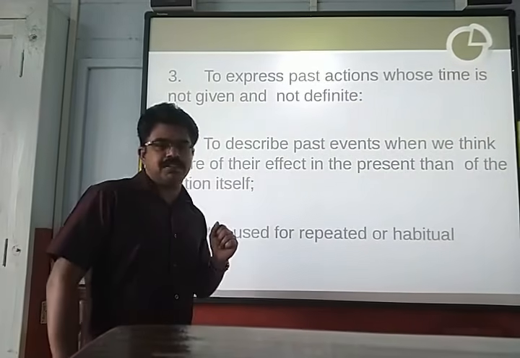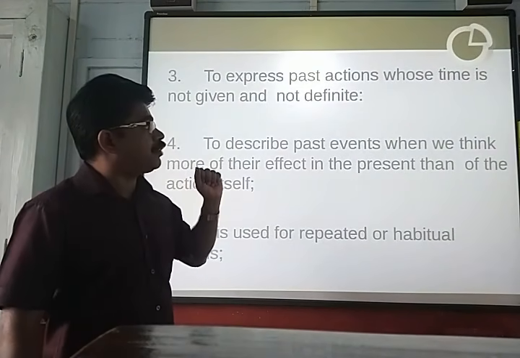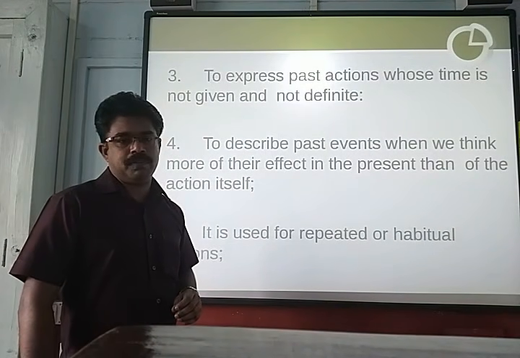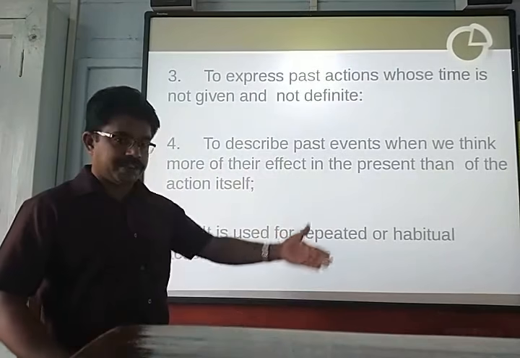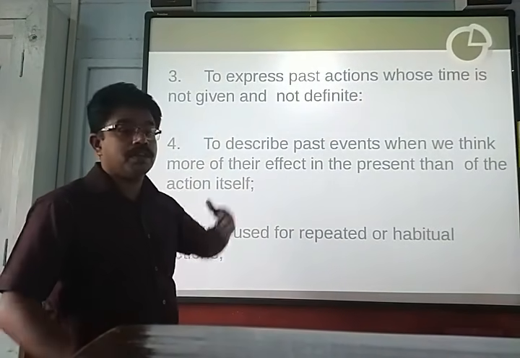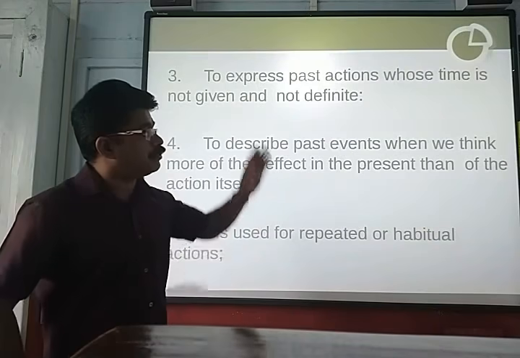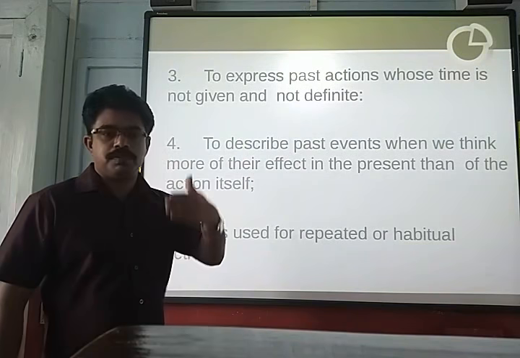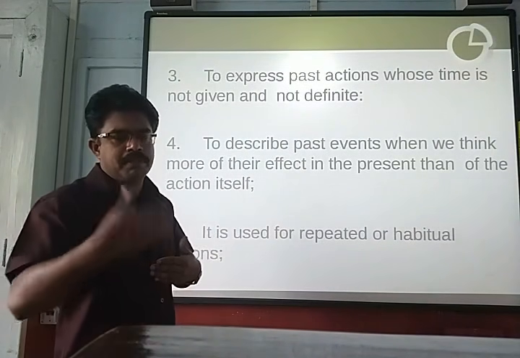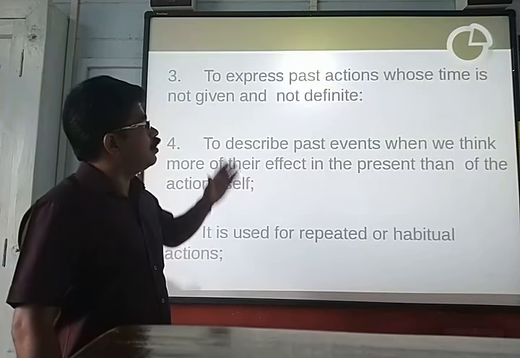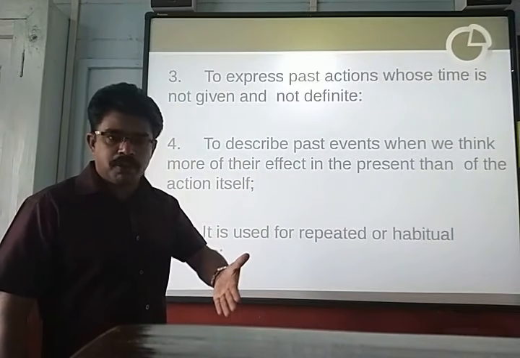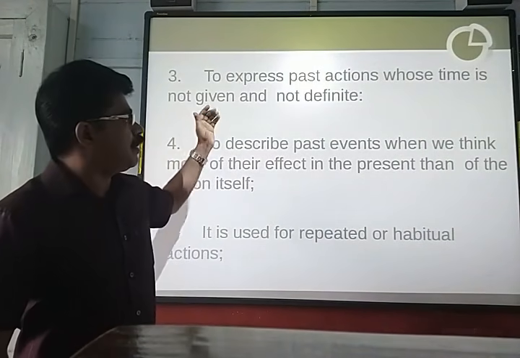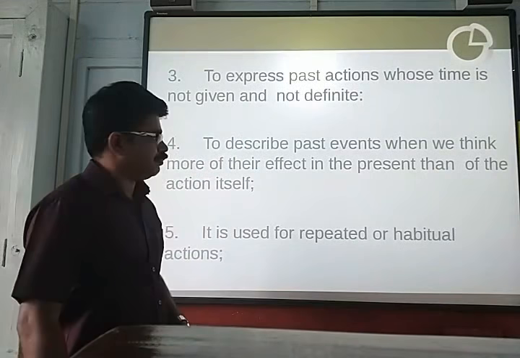Moving on to the third point, that is to express past actions whose time is not given and not definite. So the third one we are speaking about is a past action, immediate action maybe, but whose time is not given. Most of the time with perfect tenses we generally don't give the adverb of time. The time is not mentioned there. So either we may not be sure of the time or it is not necessary. So the time is not given and it is not definite.